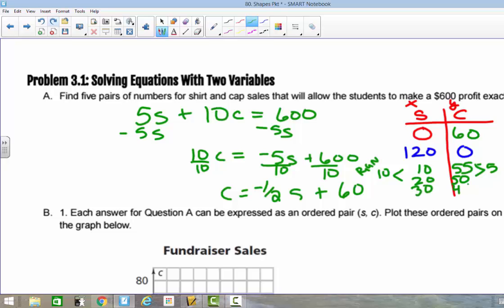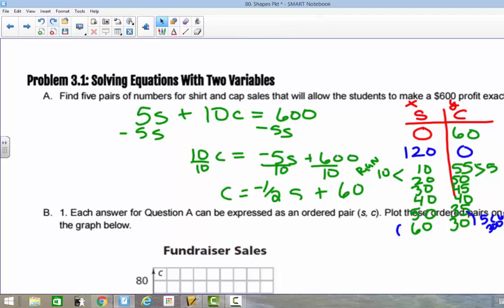So you could continue that pattern. 30 would then give you 45. 40 would give you 40. 50 would give you 35. 60 would give you 30. At any point, you could plug this in and see if it actually works. 5 times 60 plus 10 times 30, does it give you 600? Well, this is 300 and this is 300, so we know things are still working. So we have more than 5 points.